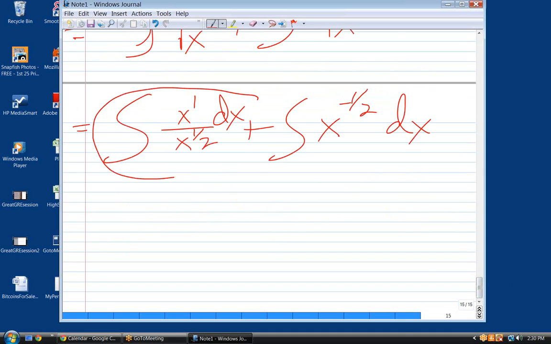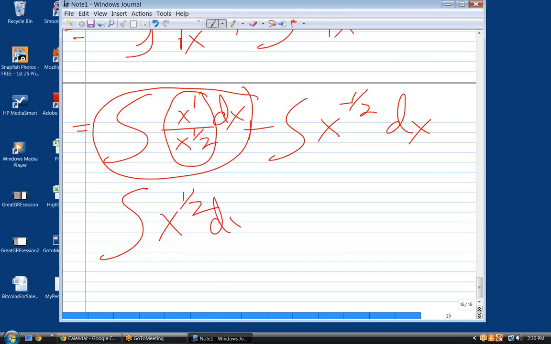What's this part here equal to? x to the 1 over x to the 1/2. Oh, just this thing. What is this equal to? x to the 1 over x to the 1/2. x to the 1/2. Exactly. That's equal to x to the 1/2. And then the other one is x to the minus 1/2.